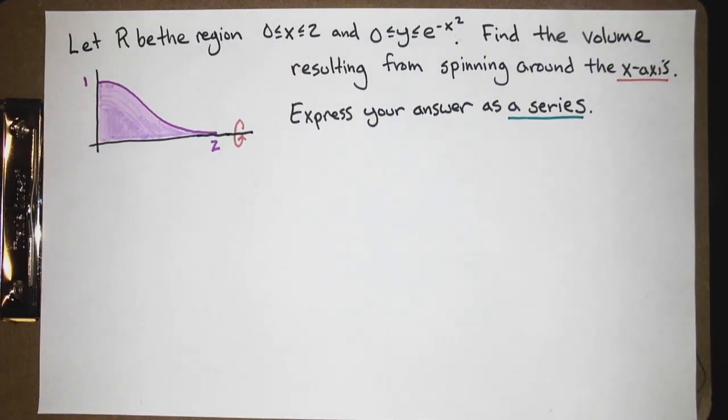Let R be the region, x going from 0 to 2, and y going from 0 up to e to the minus x squared. Now, if you've taken any statistics course, you probably have seen this function e to the minus x squared before. It's sometimes referred to as the bell curve and Gaussian distribution. It's essentially what statistics is based off of. They said, I really like this curve, and so we're going to make a whole discipline based off of this curve.